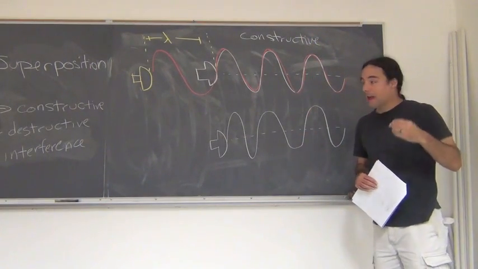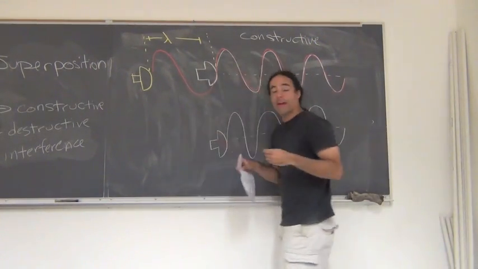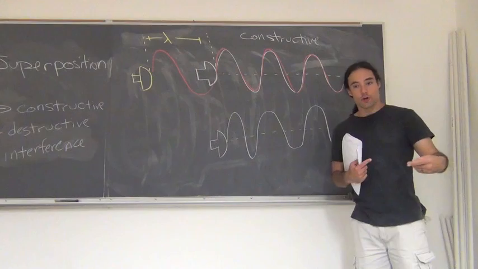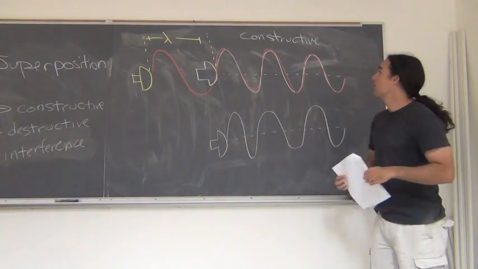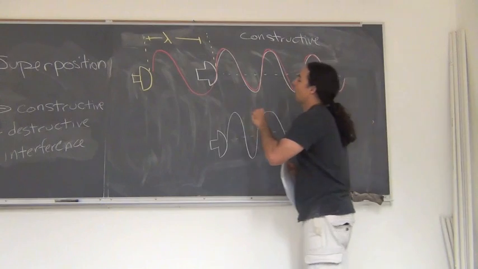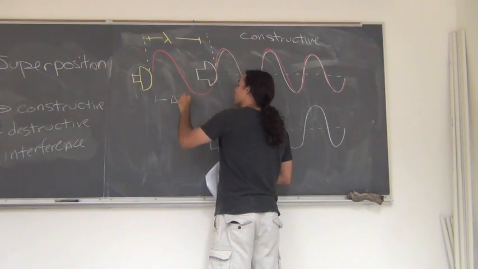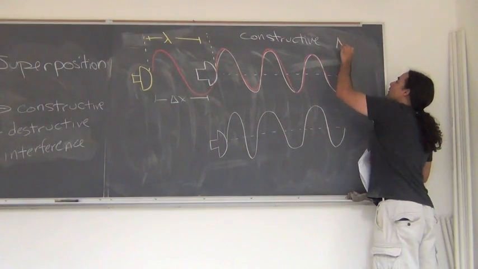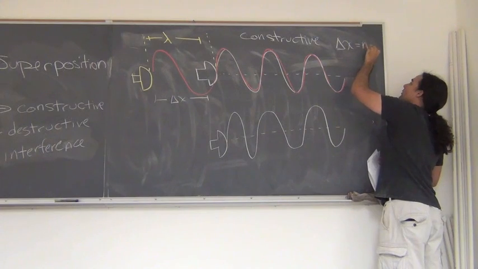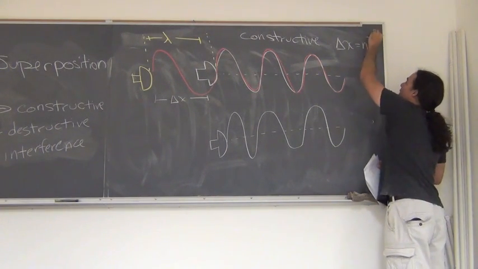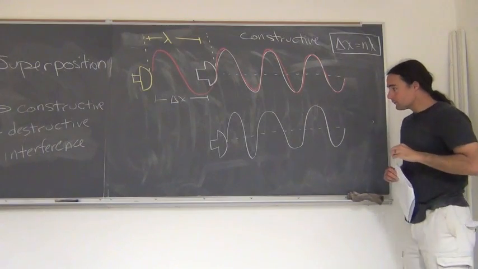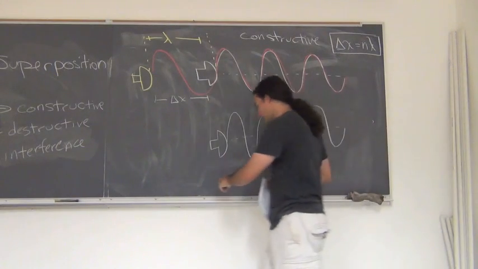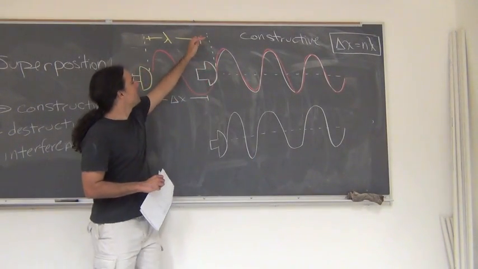And constructive interference happens whenever you have an integer multiple of wavelengths. Once I've been displaced by n wavelengths, where n is an integer, I'm always going to line up again. So this happens if I call this distance delta x, which is the path length difference between the two waves. This happens when delta x equals n, some integer, times lambda.